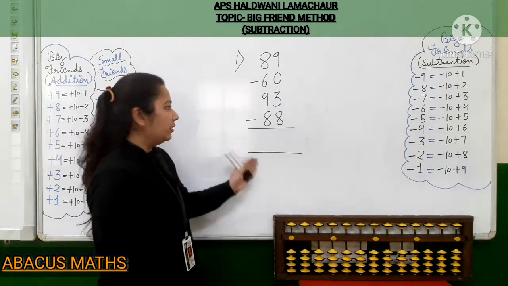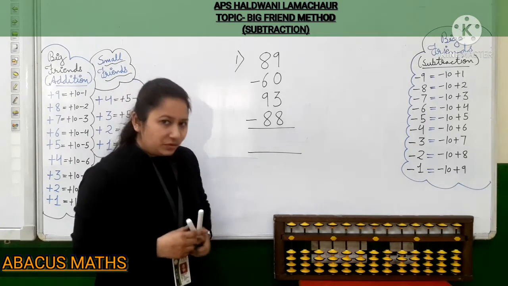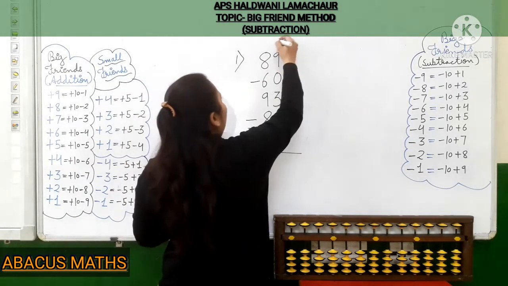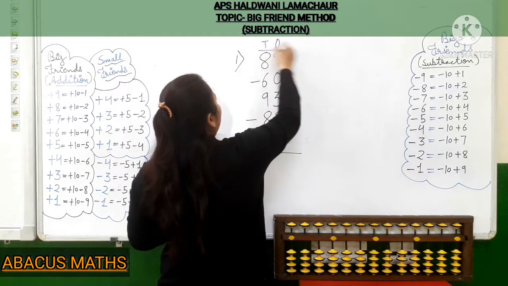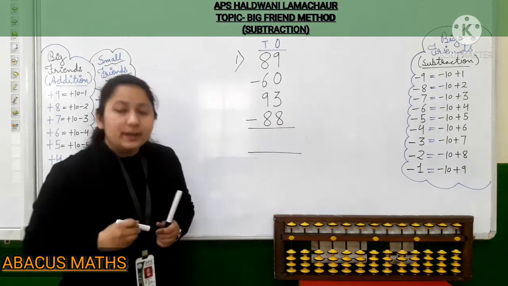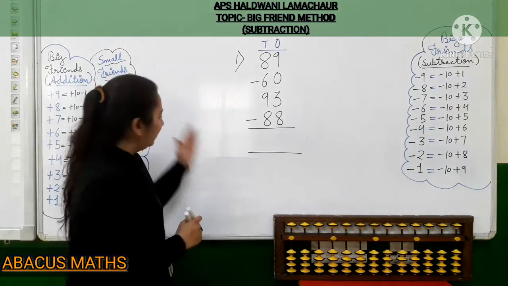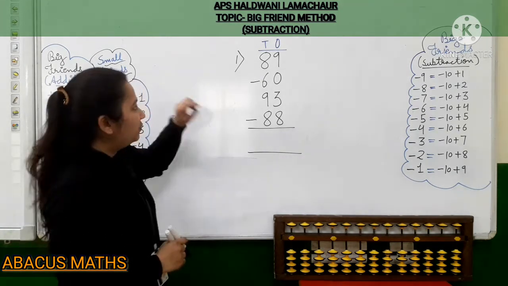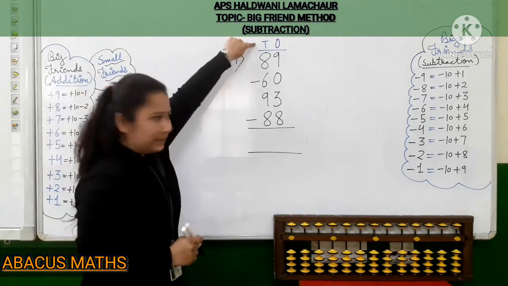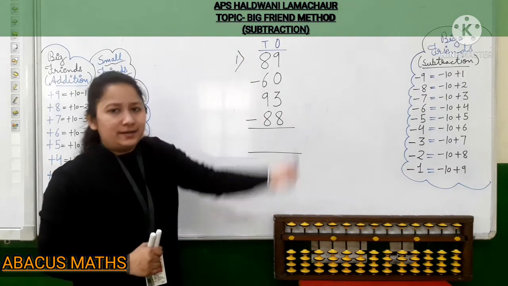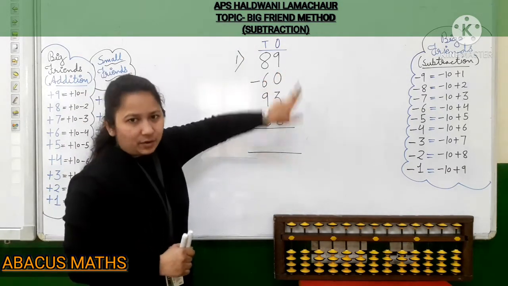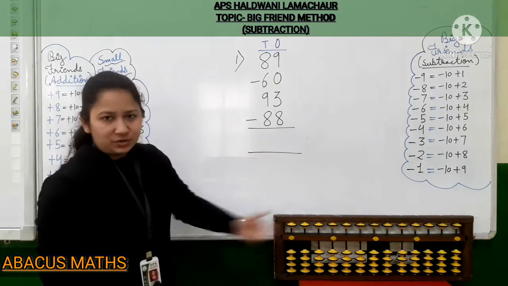Now kids, it's your first sum. As you know, our first row will go in the ones rod and the second will go in the tens rod. And in the big friends method, we start our calculation from the left hand side. Means first of all, we will add the number which is in the tens rod and then we will add the number which is in the ones rod. So let's start with this 2.